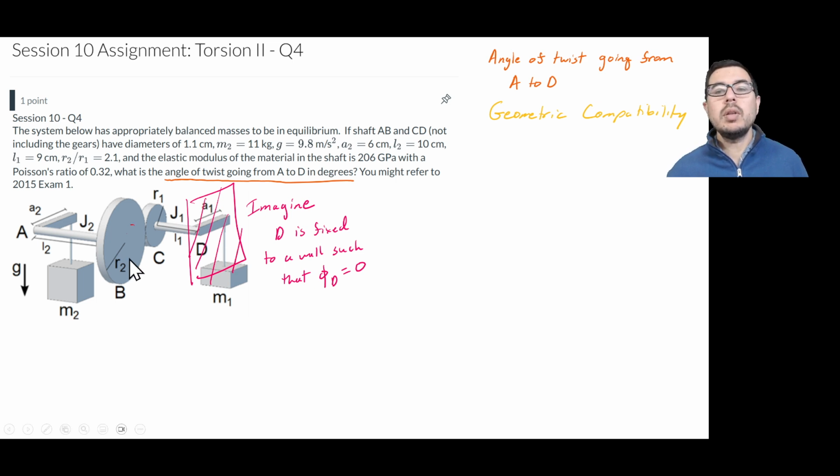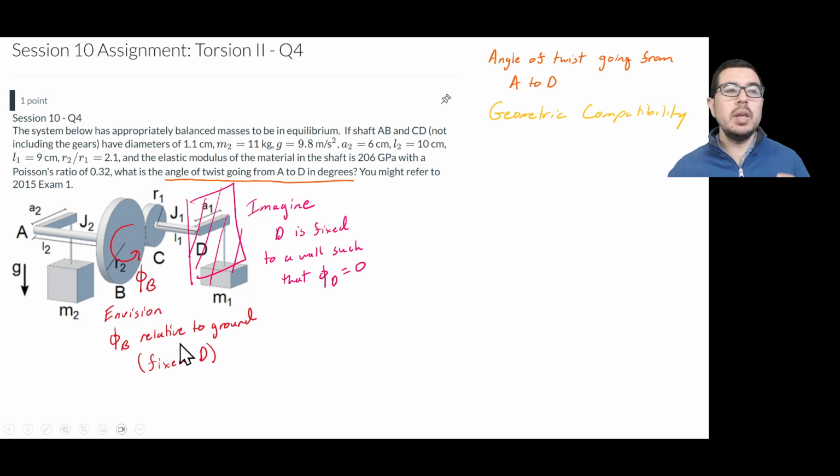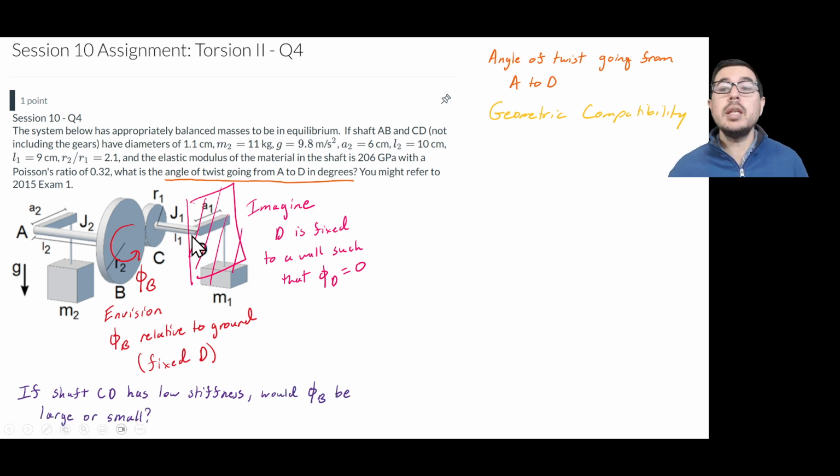Let's think about the rotation of this large gear, phi of b. And here we're going to think about how the magnitude of phi of b compares to ground, which is now a fixed D. And for that, we're just going to do the thought experiment of thinking that shaft CD has very low stiffness. So imagine it's something like a rubbery material.